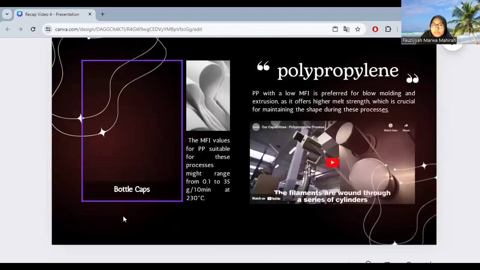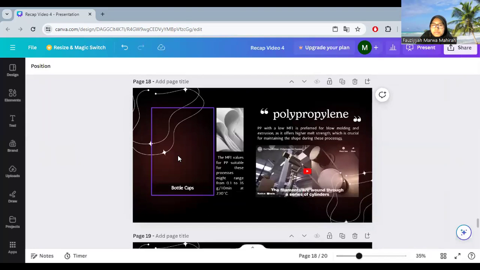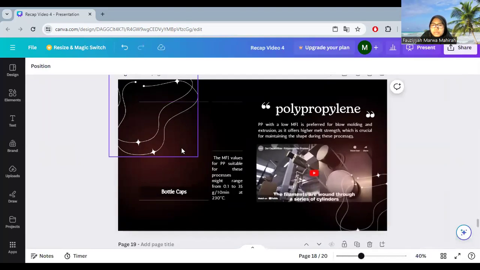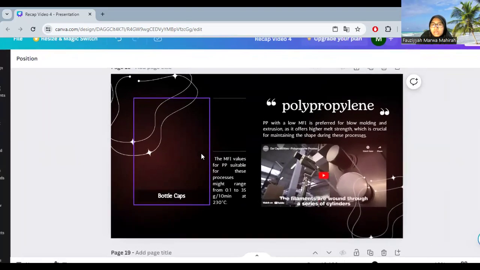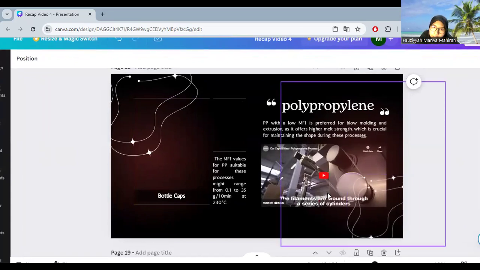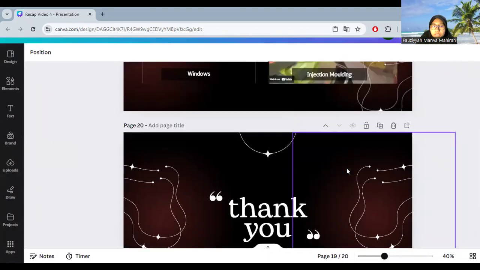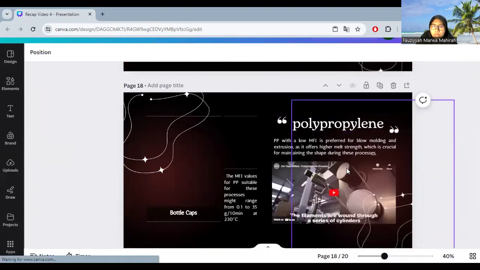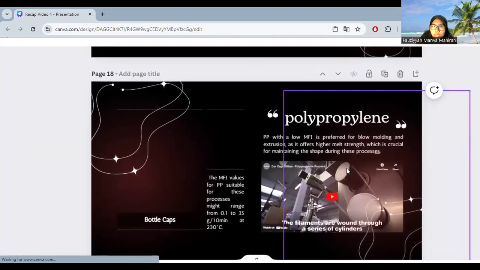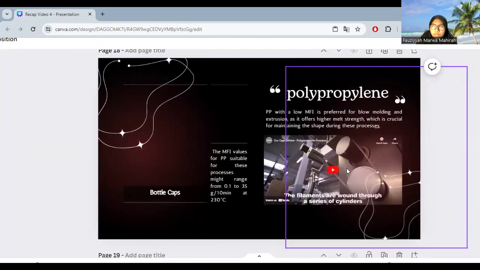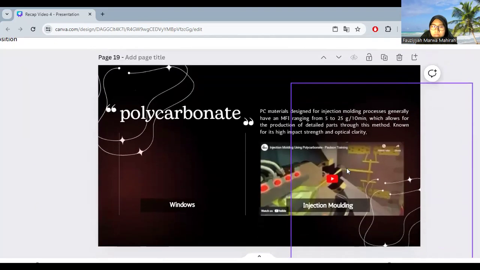So next is polypropylene. There should be bottle caps here, but you use this basically for blow molding and extrusion. It's usually used for bottle caps. And I think we'll probably also use it for fabric, if I'm not wrong.